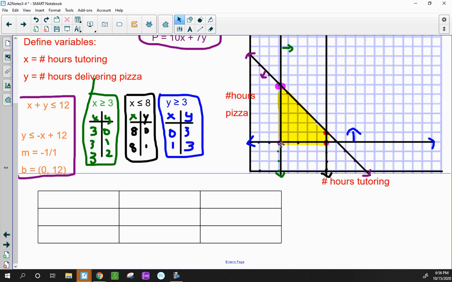And so like this point here, I would have to start, here's my origin, remember. There's my little origin section, 0, 0. So I have to go right 3 and up 3, it looks like. So 3, 3 is one of my ordered pairs, one of my vertices.